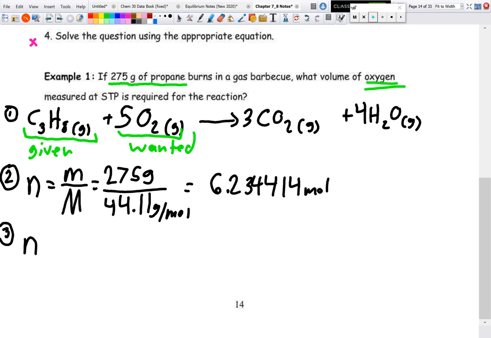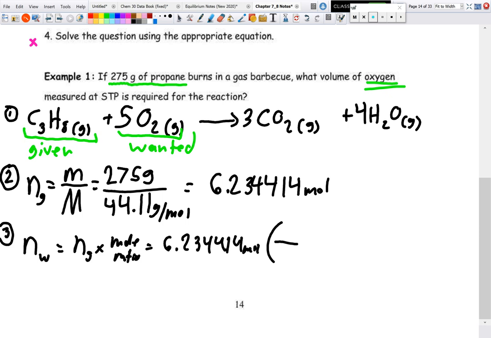Now, step 3 is always find the number of moles of our wanted. That was our given, and that is number of moles given times our mole ratio. So that's equal to 6.234414 mole. Now our mole ratio, remember, is the coefficient of our wanted over the coefficient of our given. Our wanted here is oxygen, so the coefficient in front of that is 5, and our given is propane, the coefficient in front of that is 1. That leaves us with 31.17207 moles.